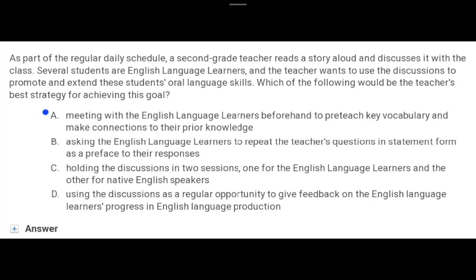As part of the regular daily schedule, a second grade teacher reads a story aloud and discusses it with the class. Several students are English language learners, and the teacher wants to use the discussion to promote and extend these students' oral language skills. Which of the following would be the teacher's best strategy for achieving this goal? The best strategy is meeting with the English language learners beforehand to pre-teach key vocabulary and make connections to their prior knowledge. Option A is the correct answer.